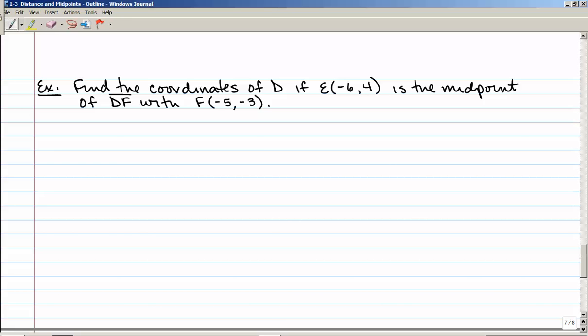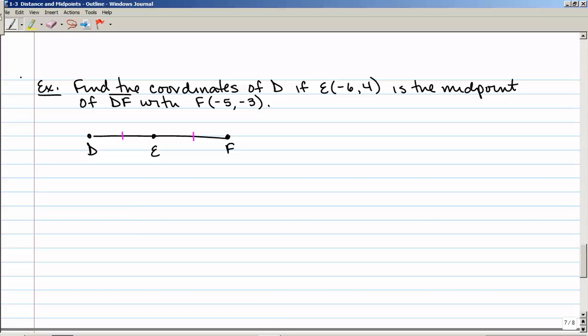Okay, this problem says find the coordinates of point D if E at negative 6, 4 is the midpoint of segment DF, with F being at negative 5, negative 3. So I'm going to go ahead and draw a picture, and it doesn't have to be real precise, but I know that E is the midpoint of DF, and that's the main thing I need to do here. So there's D, there's F, and E is the midpoint, and I'm going to designate that by putting a couple little slashes here on DE and EF.